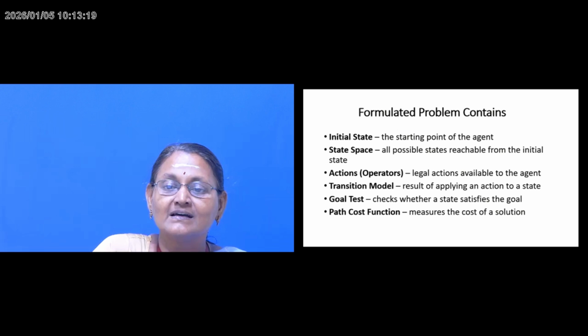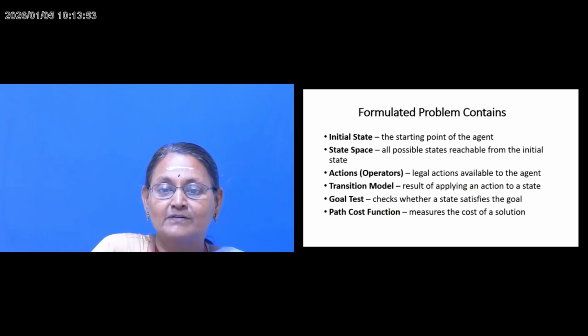6 components. The first one is the initial state that specifies the starting point of the agent, where the agent has to start its execution. The state space includes all the possible reachable states from the initial state. Actions include the legal actions available to the agent in order to achieve the goal state from the initial state.